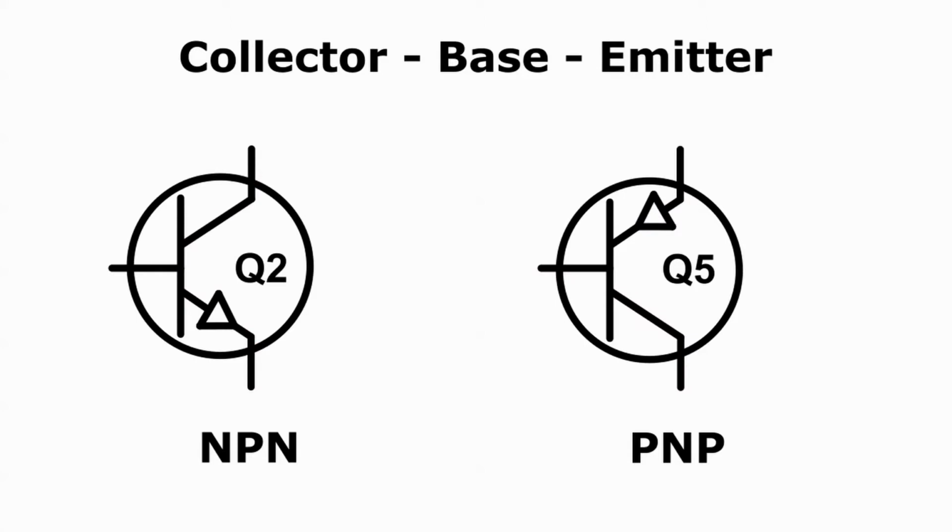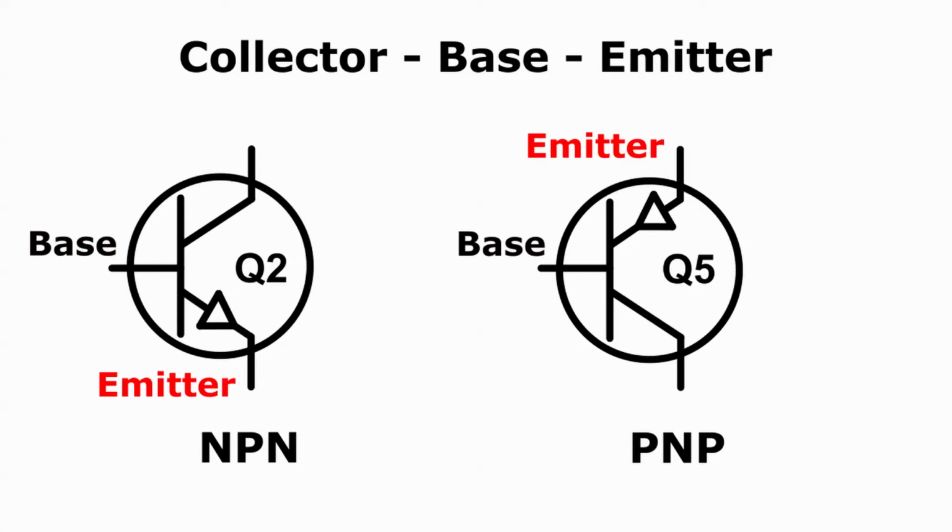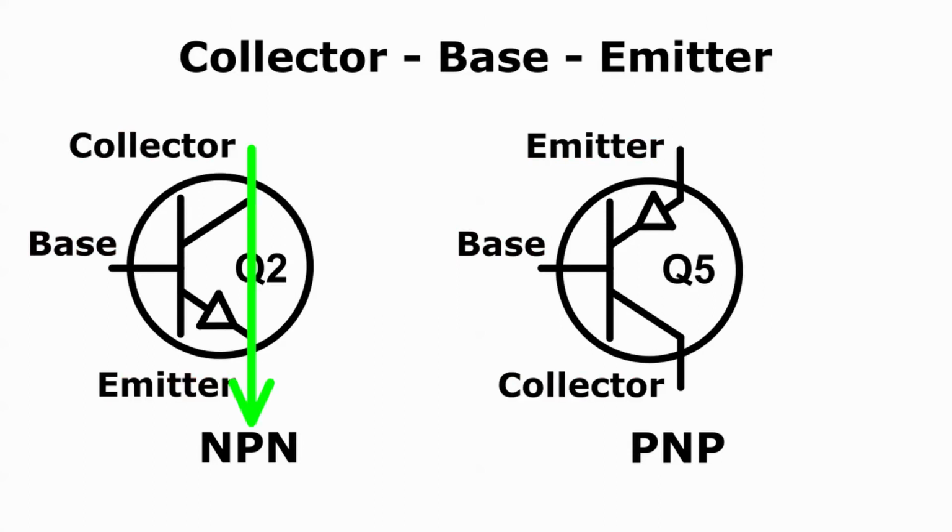Let me describe the collector, base, and emitter. These are the names given to the three terminals of an NPN or a PNP transistor. The base is the one with the flat side. This is the lead that controls the transistor. The emitter is the lead with the arrow. The collector is the remaining lead. The green arrow shows the current flowing down through the main pathway of this NPN transistor.